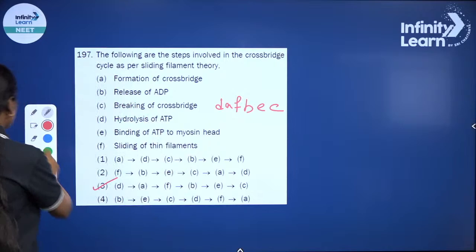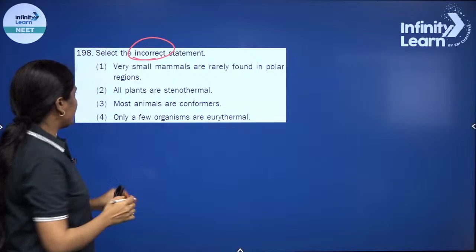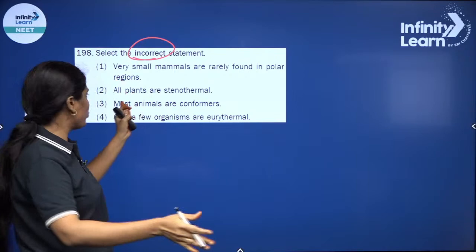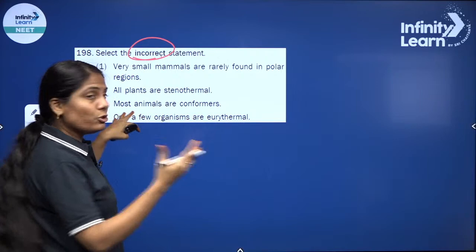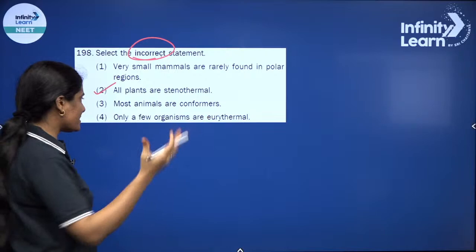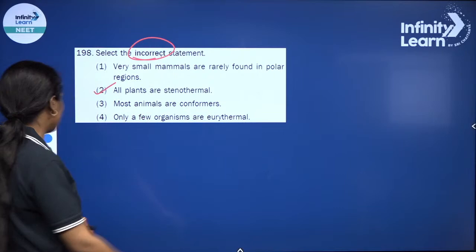Select the incorrect statement. Please mind that word again. Very small mammals are rarely found in polar regions, due to larger surface area compared to volume. All plants are stenothermal. No, there are eurythermal ones as well, like the roses, jasmines, or shoka trees, for example. These are all eurythermal, sustaining a wide range of temperatures. Most animals are conformers. Yes, animals, plants, only few organisms are eurythermal. Again, a straight NCERT question, right?